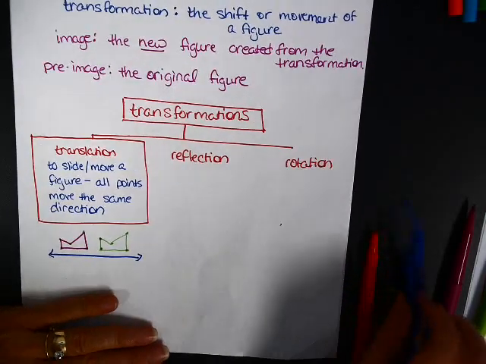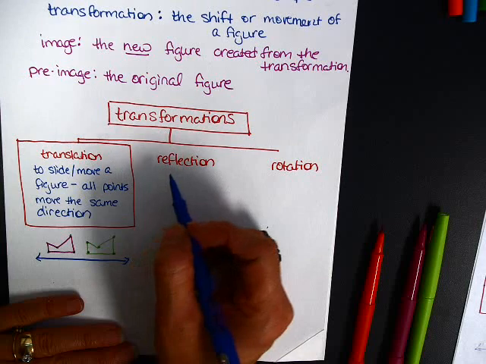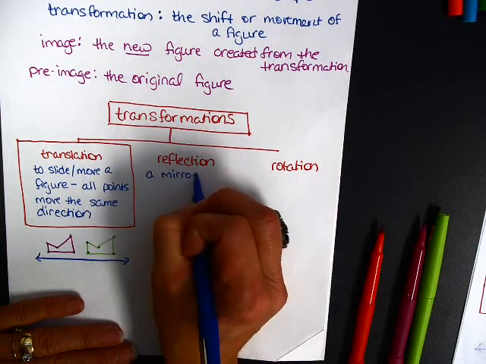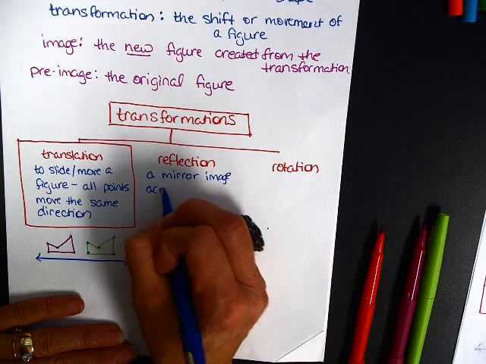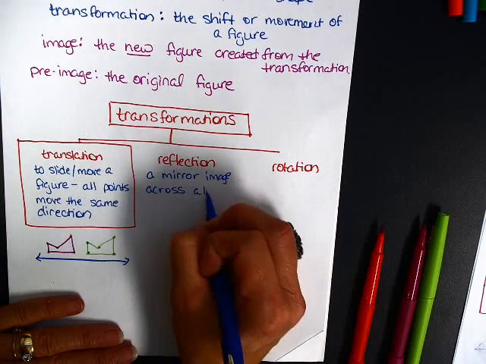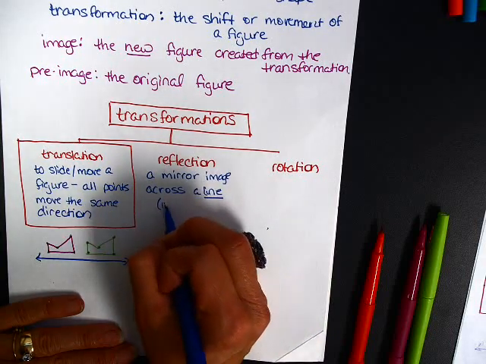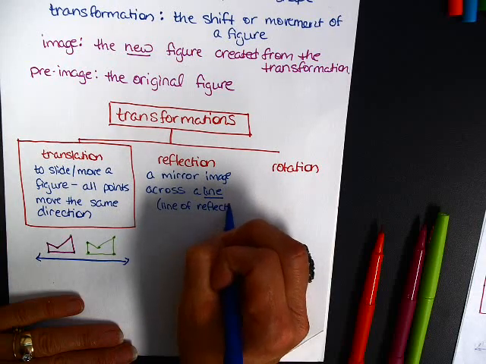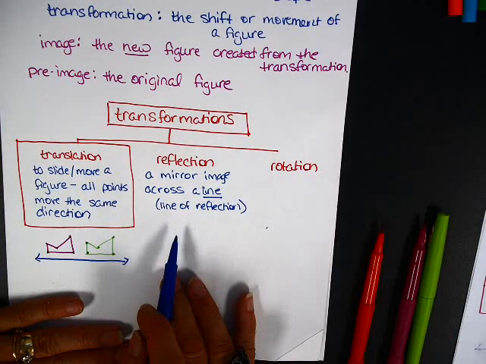All right, the next one, reflection. A reflection is a mirror image across a line, and we call this line the line of reflection. Now, there can be many different types of lines of reflection.